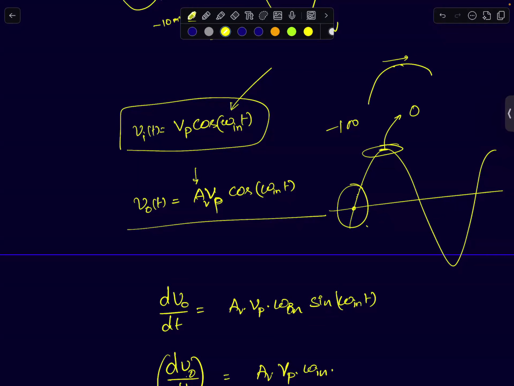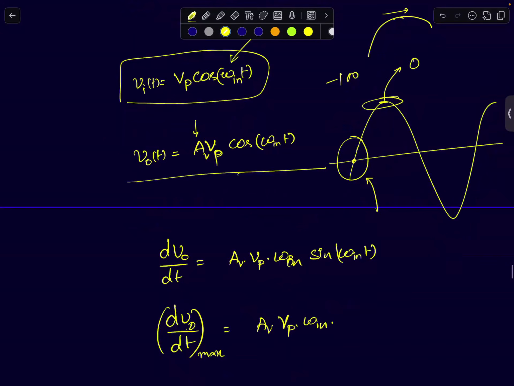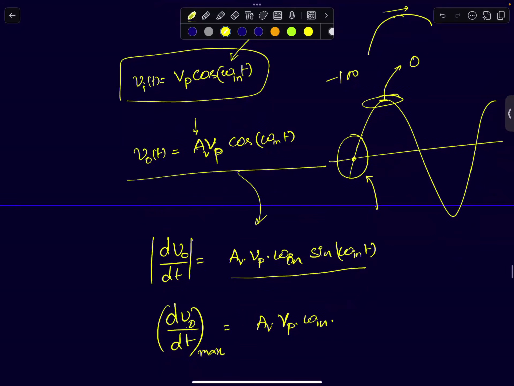So sinusoids have a maximum slope at the origin. You can verify that quickly by differentiating this waveform. If you differentiate cos, you should get sine with a negative sign. Let's not worry about the sign. Let me write the mod of this, since I'm interested in the magnitude of the slope.